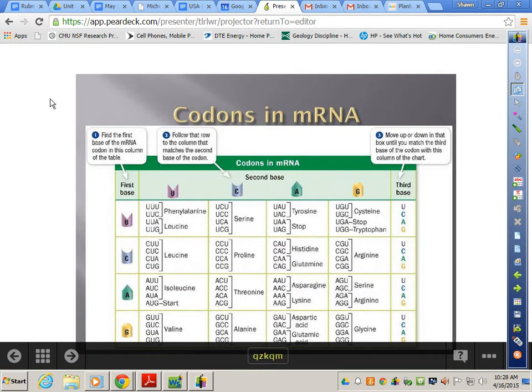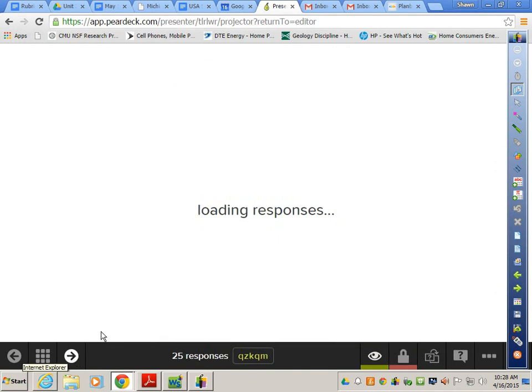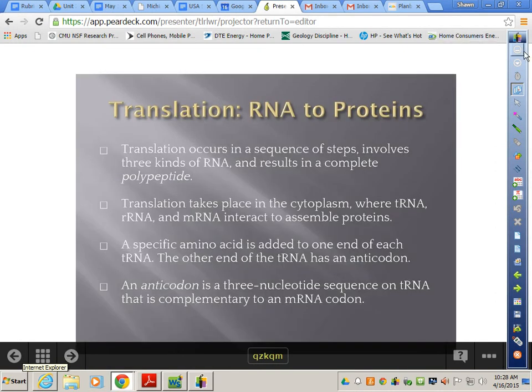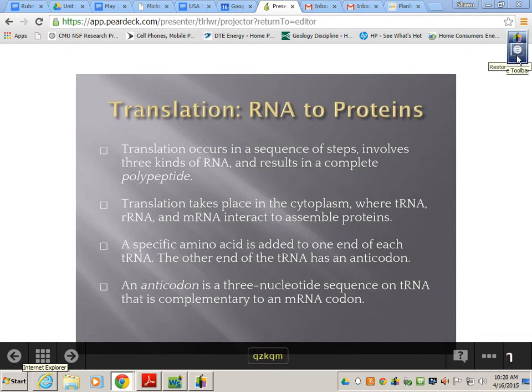So today's more of a review, kind of what we just talked about yesterday, and then I'll let you work. But we got to get through it first. So translation occurs in a sequence of steps. This involves 3 kinds of RNA and results in a complete what's called a polypeptide. Poly means many. Peptide referring to the peptide bonds between the amino acids, right?